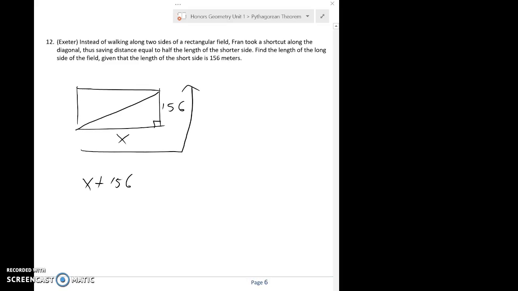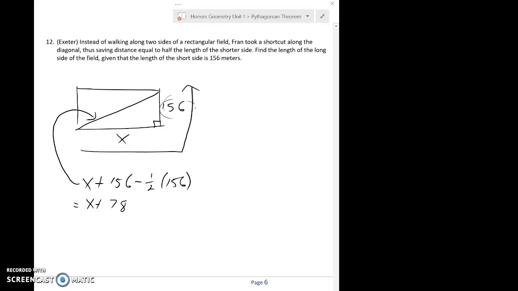But for the diagonal, it says she's going to save a length, or a distance, equal to half the length of the shorter side. So the shorter side was this 156 over here. So she's going to save half of that. So I'm going to write in minus, because that's saving, you're cutting out 1/2 of 156. Now I'm going to put an arrow here just so we have an idea of what I'm actually writing about here. But this looks a little jumbled, so I'm just going to go ahead and simplify it. So this is just going to be x plus, and then 156 minus half of 156 is just going to be 78. So I'll have x plus 78, and that's going to be the length of the diagonal.